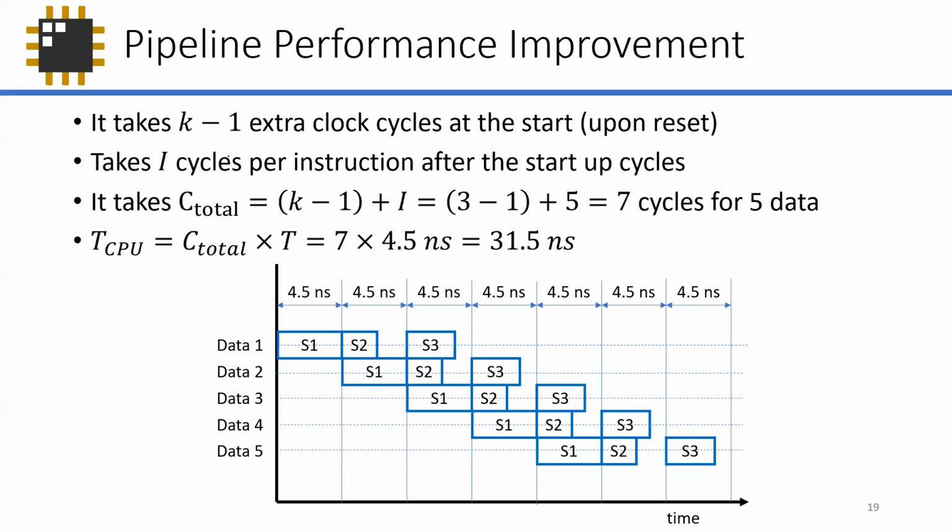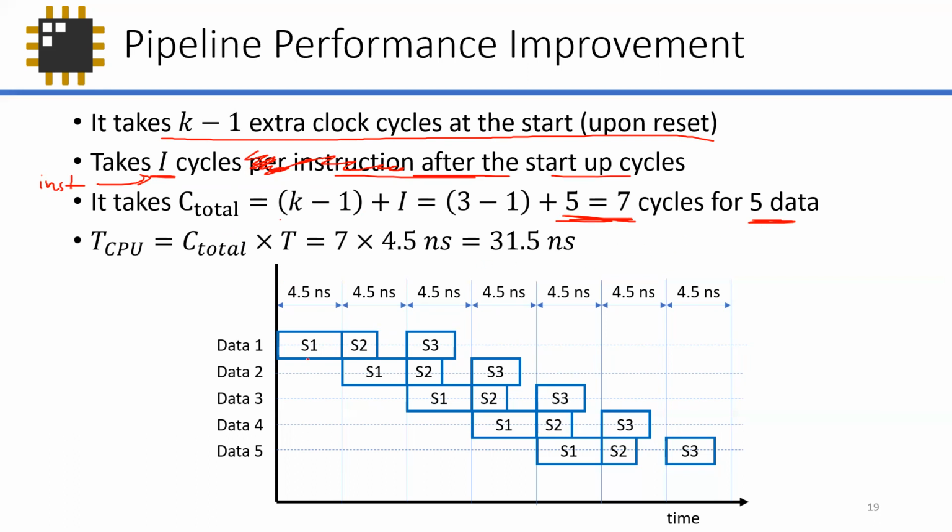Okay. So it takes k minus 1 extra cycles at the start upon reset of your process, but it takes 1 cycle per instruction after. Actually, if I is the number of instructions or data after the startup cycles, say, for example, it takes a total of k minus 1, which is 7 clock cycles in total to process 5 data, right?